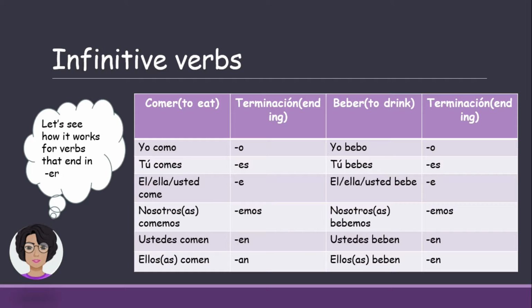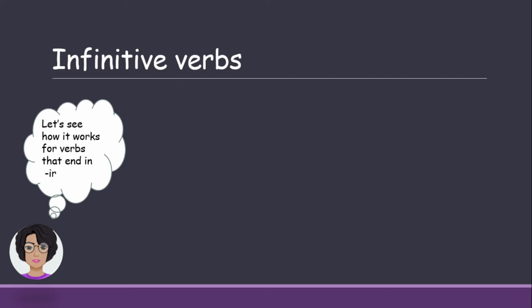So let's conjugate comer, to eat. Yo como, tú comes, él, ella, usted come, nosotros comemos, ustedes comen, ellos, ellas comen. Beber, to drink. Yo bebo, tú bebes, él, ella, usted bebe, nosotros bebemos, ustedes beben, ellos, ellas beben.